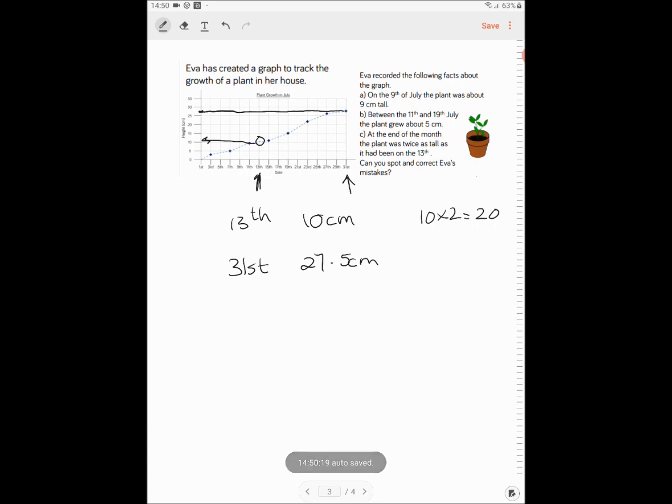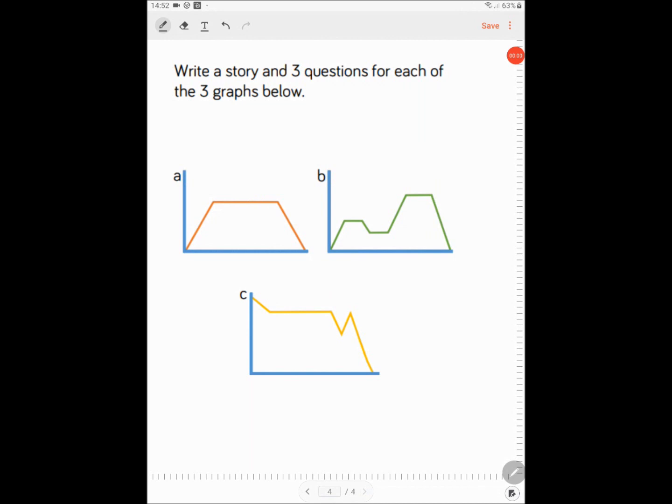It says, can you spot and correct Eva's mistakes? Well, we've gone through all of those. So actually, Eva did make quite a few mistakes, but she did actually put some correct information down as well. The final kind of question that you are likely to come across is creating stories about graphs. Now, if you look at each of these individual graphs, they don't have very much information on them at all. So you're asked to interpret what it could represent.